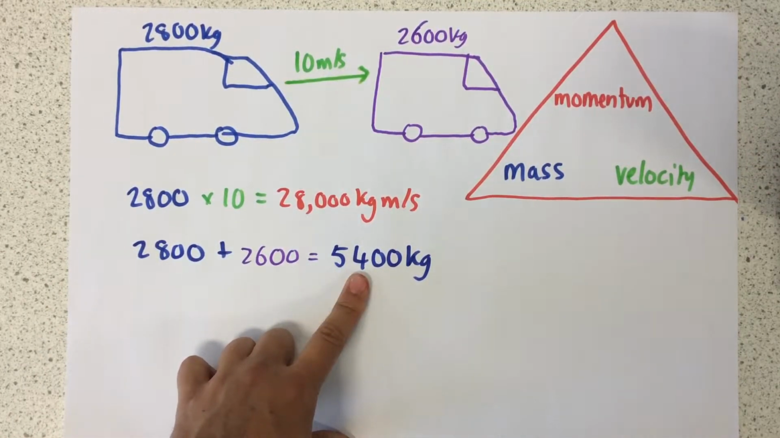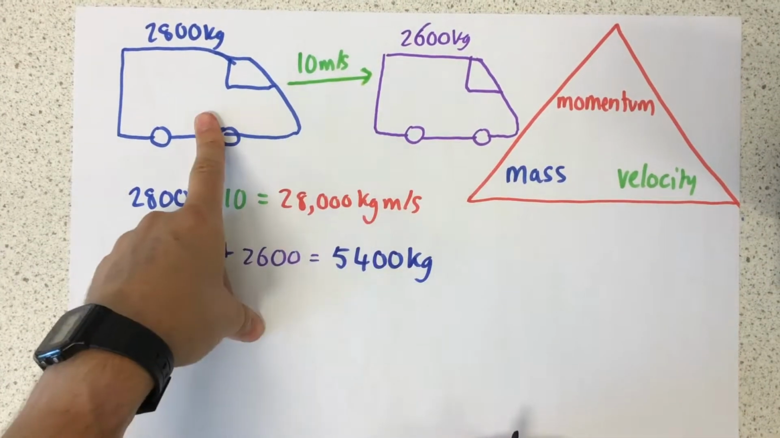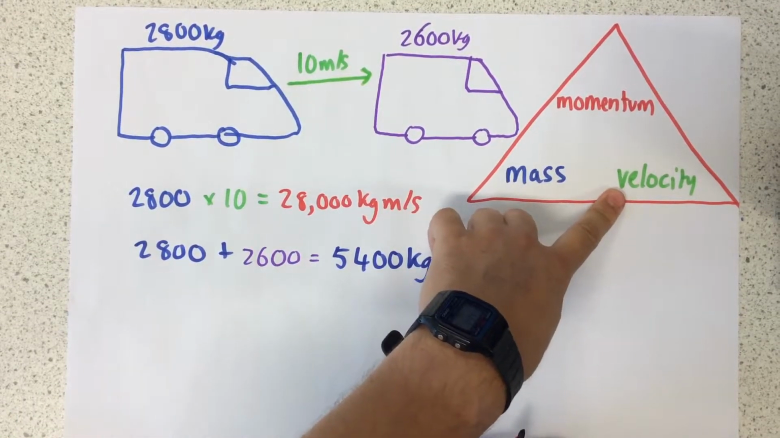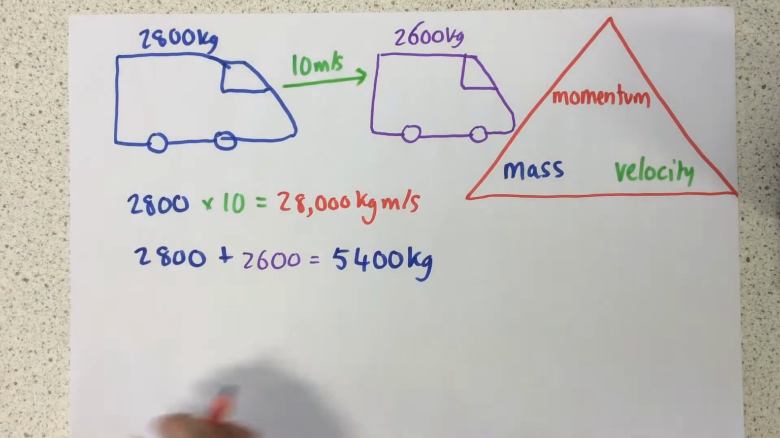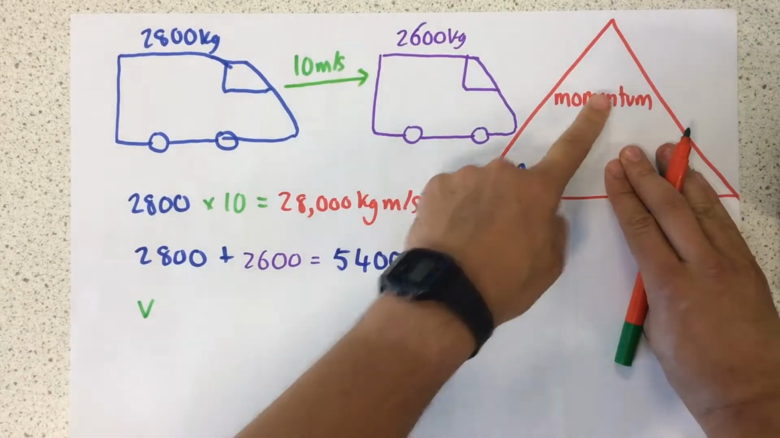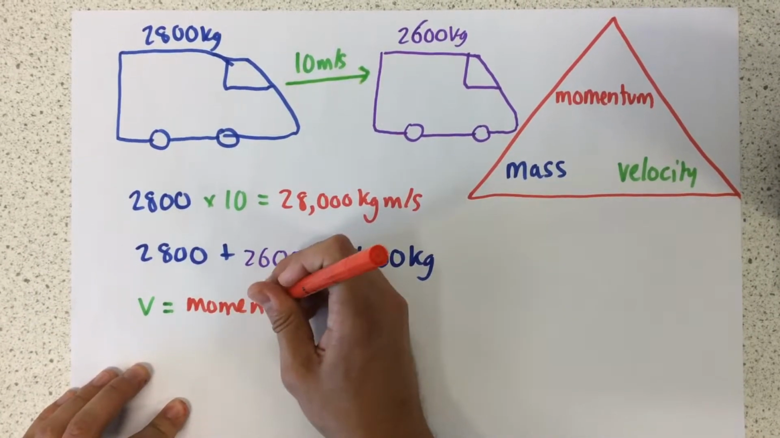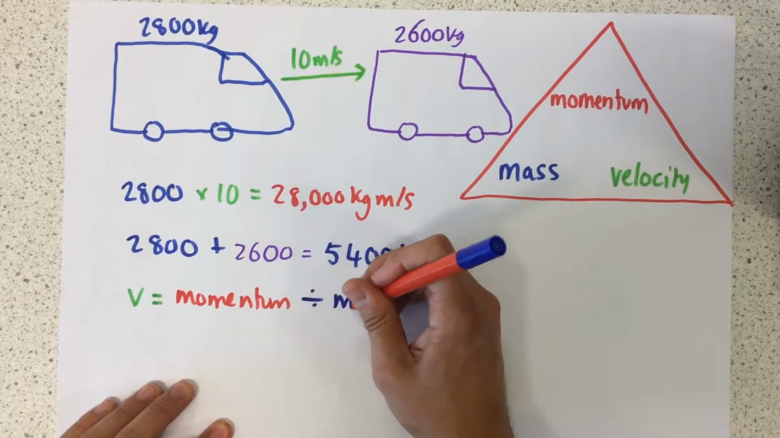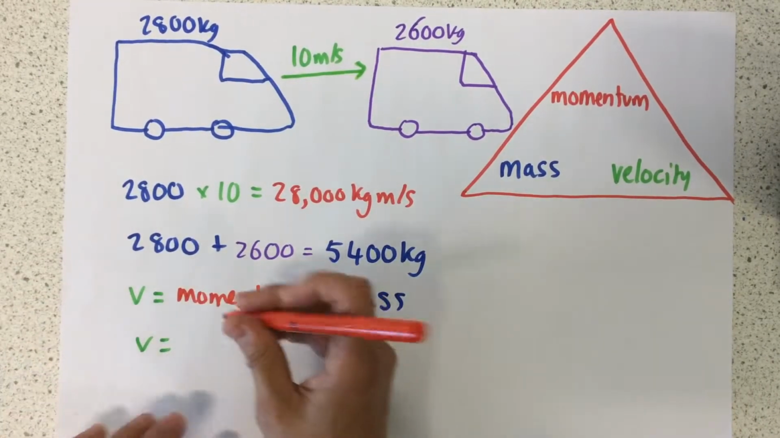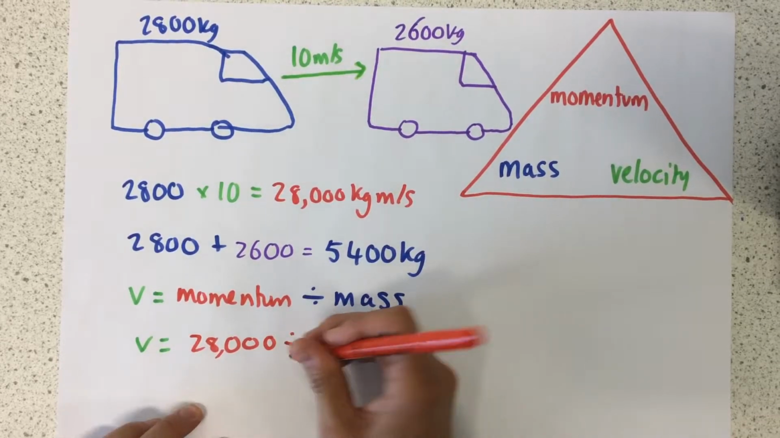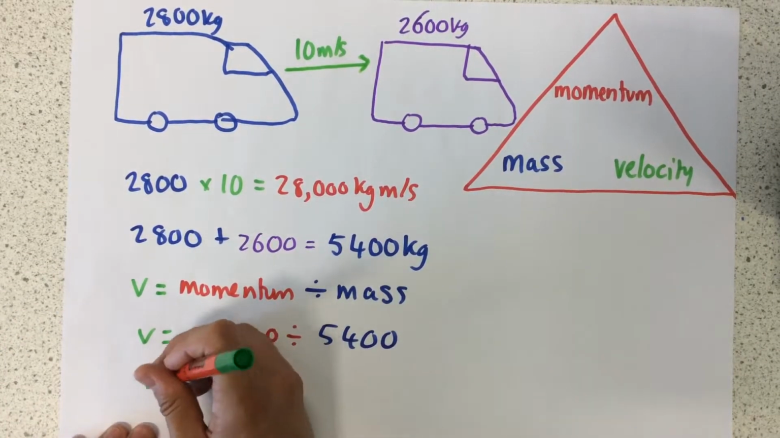Because of conservation of momentum, the momentum is going to be the same after the collision as before the collision. To find the velocity, I'm going to do momentum divided by mass. My momentum is going to be exactly the same as this van had initially. So velocity equals momentum divided by mass, and it's going to be the combined mass of these two now they're locked together. So my velocity is going to equal 28,000 divided by 5,400. Now I definitely need my calculator for this one.